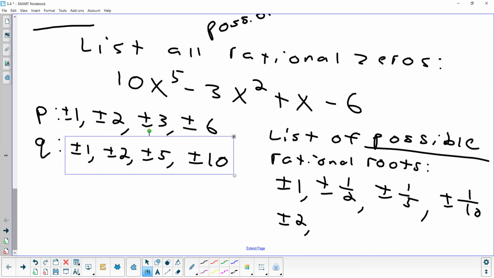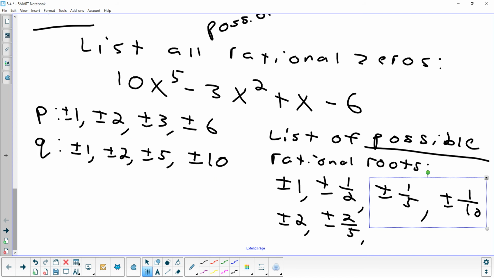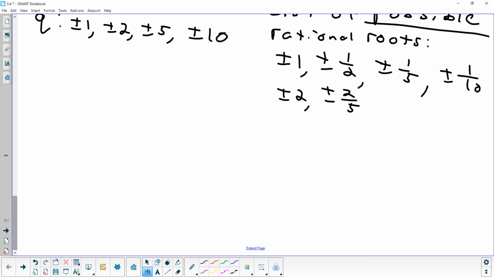My next one? Yep, 2 over 5. I do not have that one. And my last one with a 2 in the top. Yep, 2 over 10, which is 1 over 5. So we already have that one. So those are the only possible roots that are rational with a 2 in the numerator for this problem.